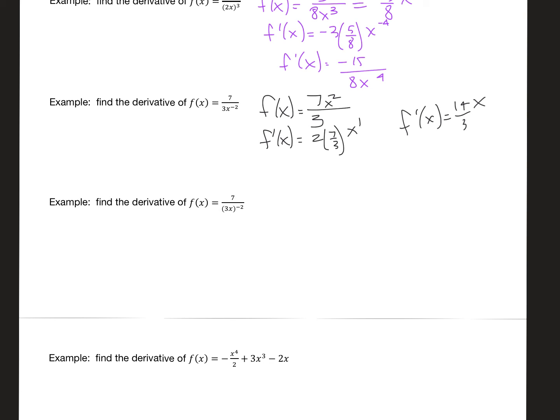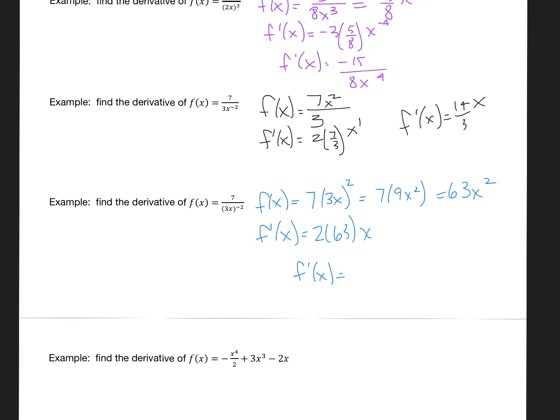Okay, so then next problem, f of x. Let me simplify it just a little bit first. So I have 7 times 3x squared, all in the numerator. Cleaning that up, again, this is even before I take the derivative. This is 9x squared, which is actually 63x squared. So now the derivative is 2 times 63 times x, or, again, cleaning it up one more time, 126x.